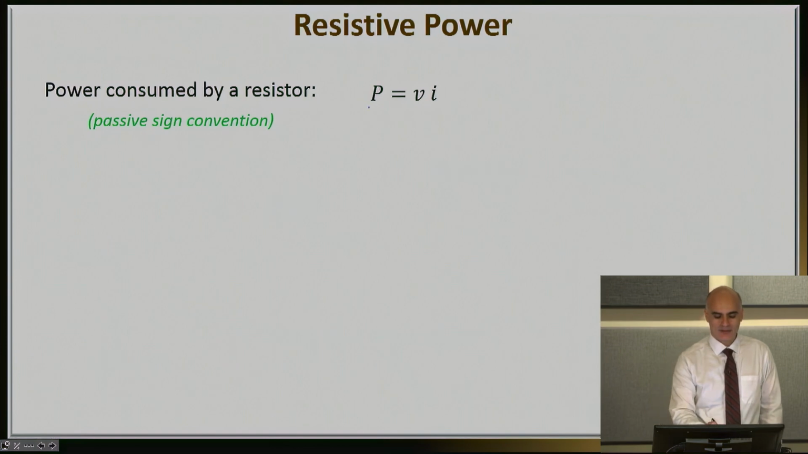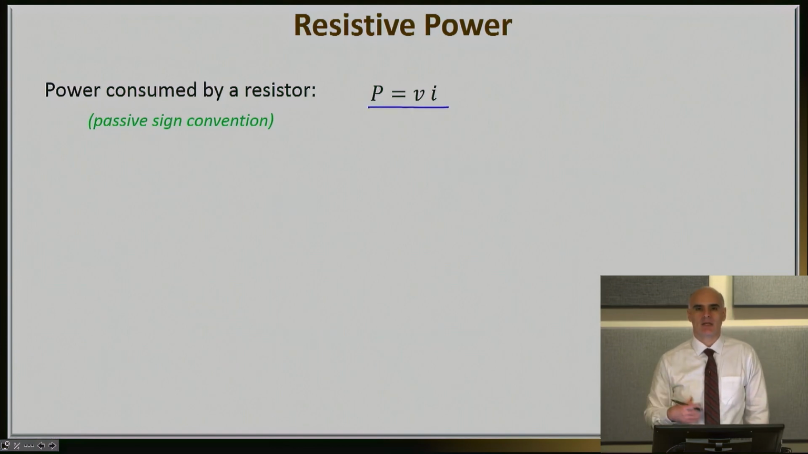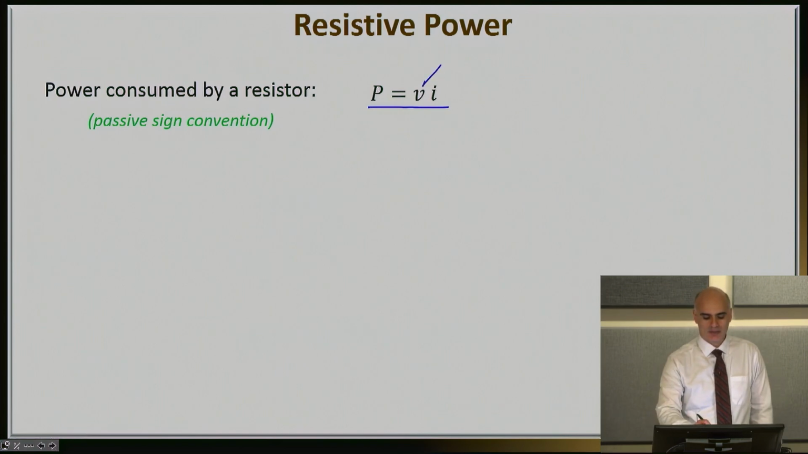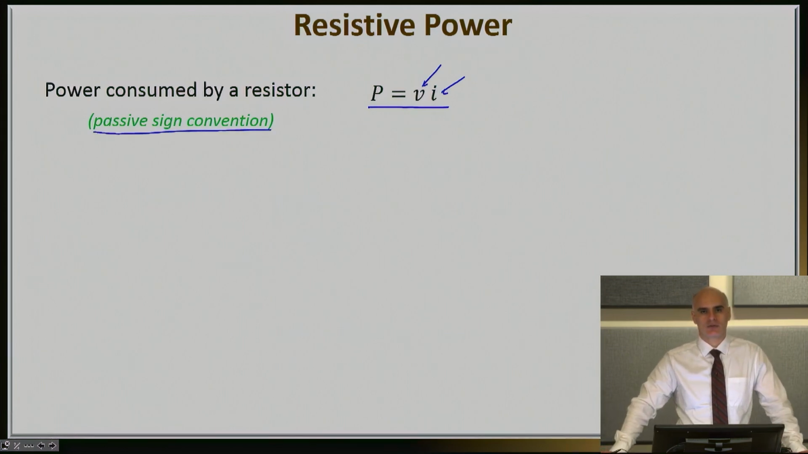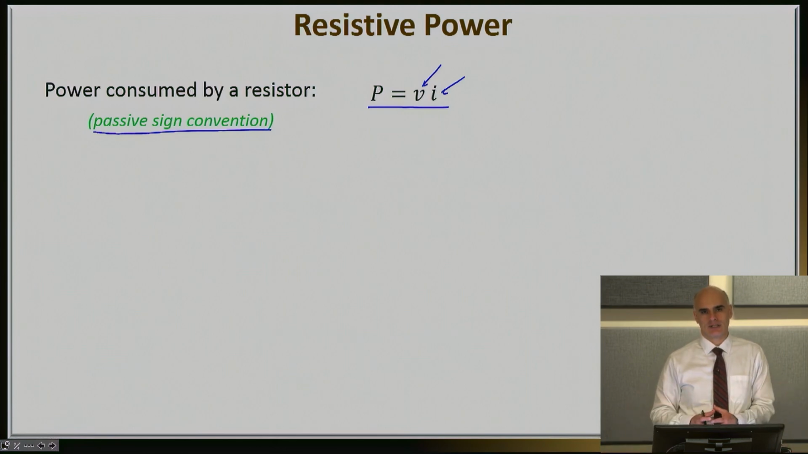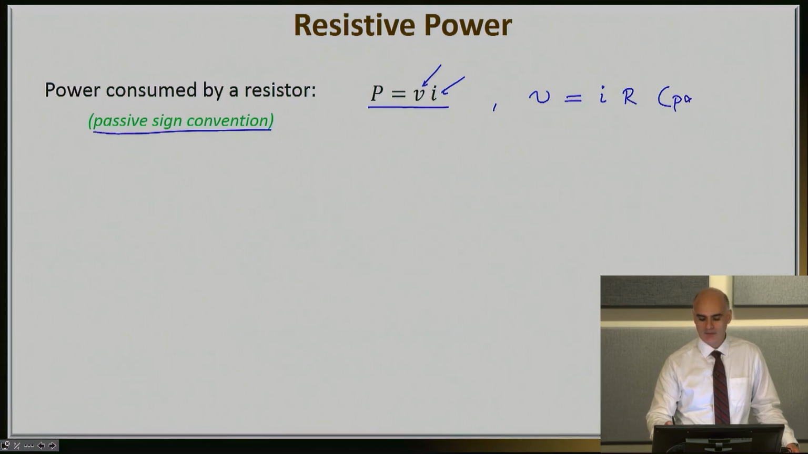We do know that the power that a passive device, a load in other words, consumes is equal to the voltage drop across the load multiplied by the current that flows through the load, provided that you have used passive sign convention for your device. Now, in general, I and V are not necessarily related, but for a resistor, they are.